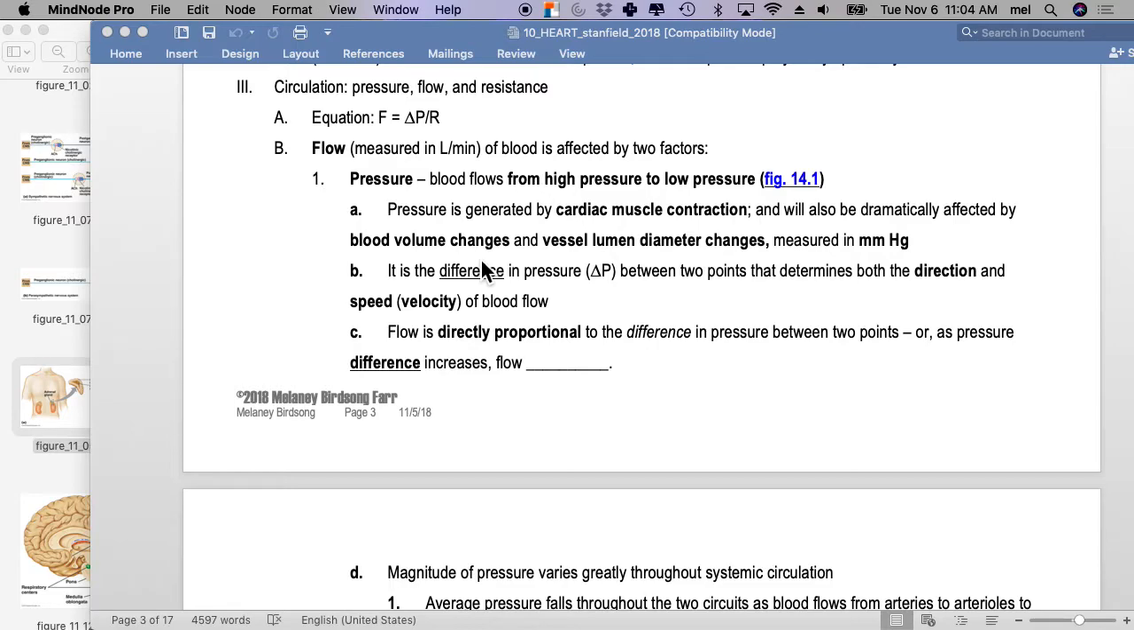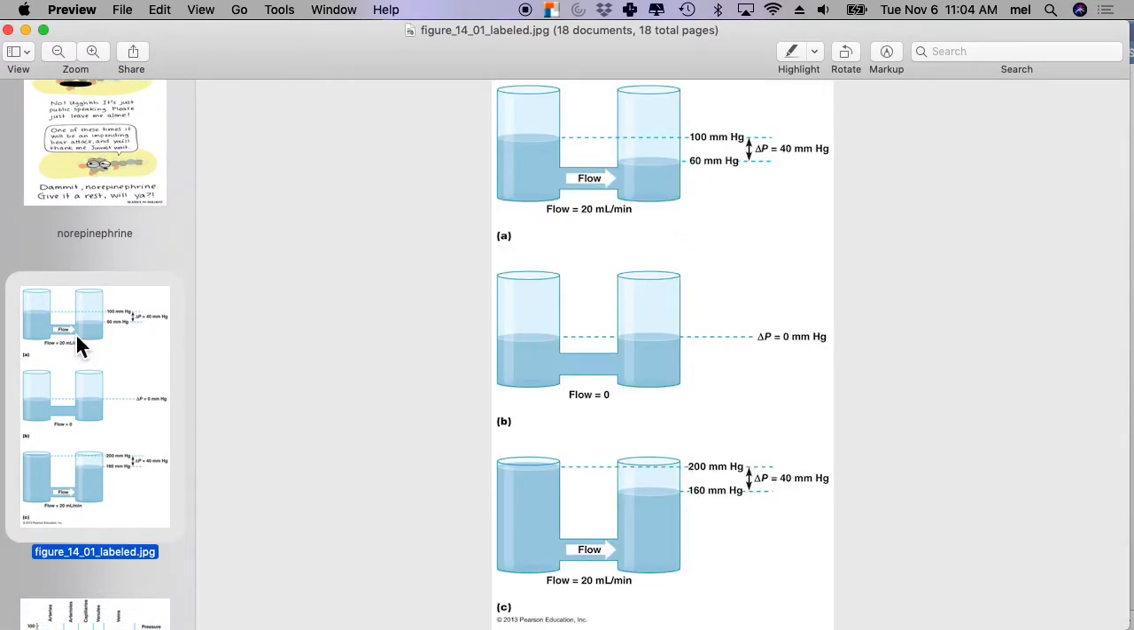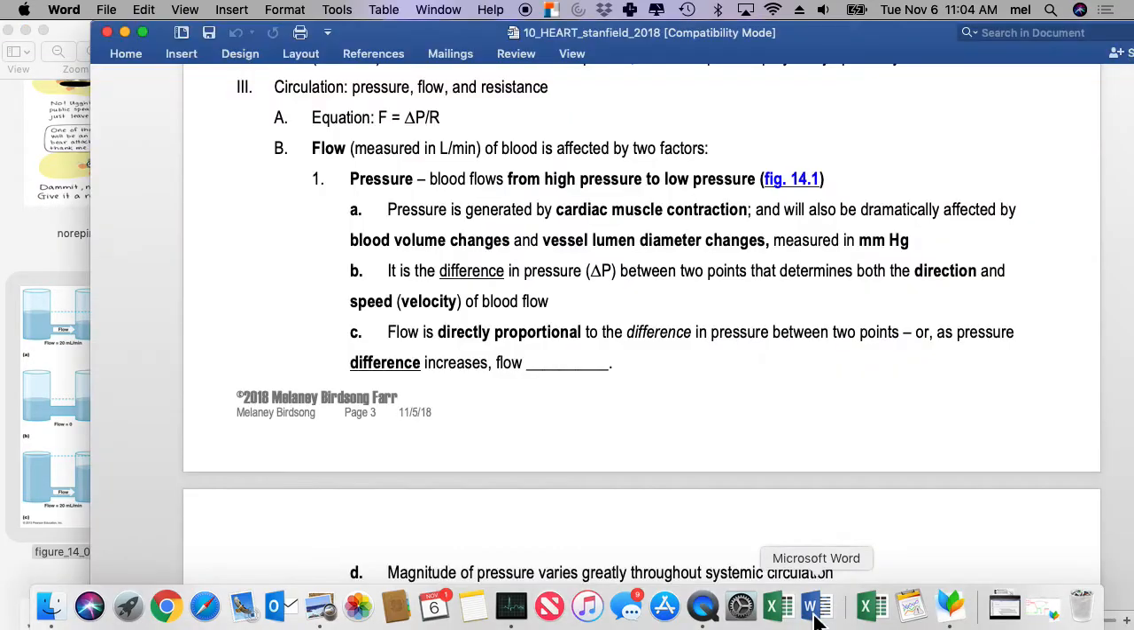Okay, so let's talk about that. Flow is generally measured in some unit of volume over some unit of time. You can measure it in liters per minute or milliliters per second or whatever, okay? And flow is impacted by 2 factors. So let's really explore the pressure one first. Blood flows from high pressure to low pressure. So look at this figure in just a second. Okay, blood flows from high pressure to low pressure.